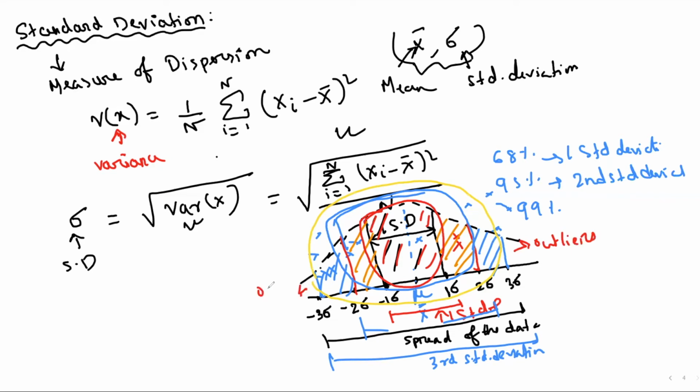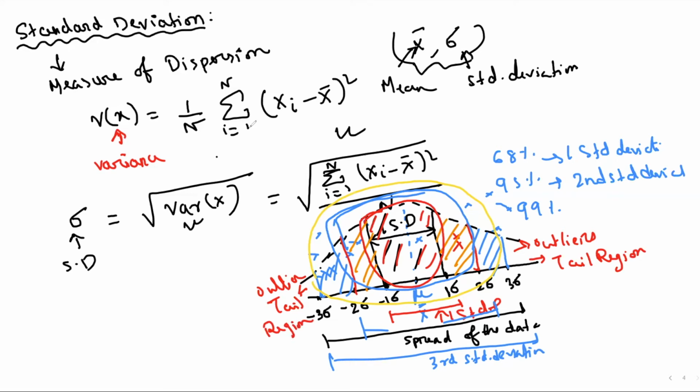Outliers. And this is also known as the tail region. I will cover all these things. I'm just giving you a heads up.